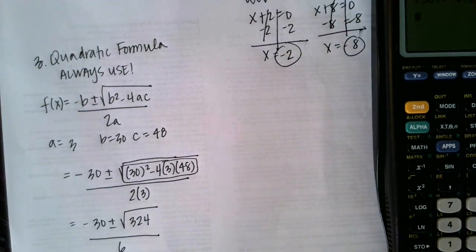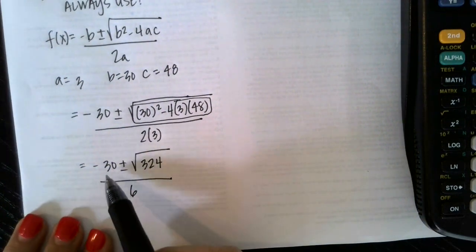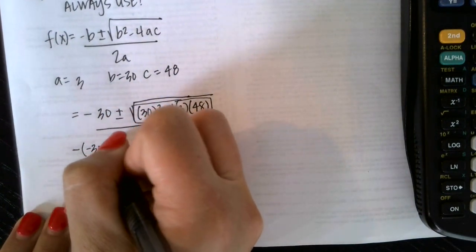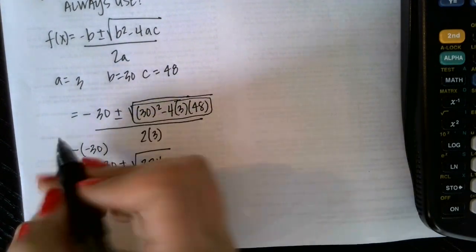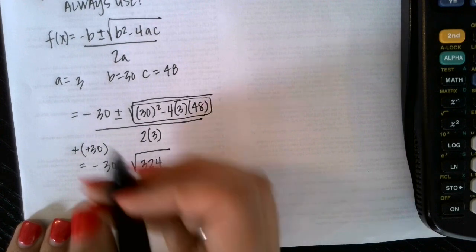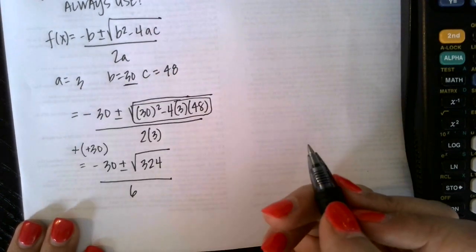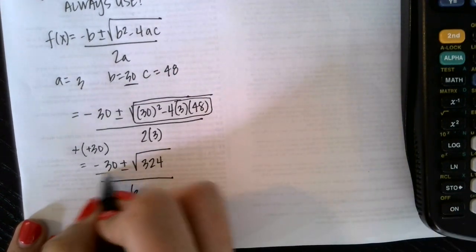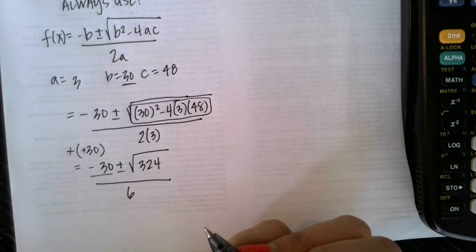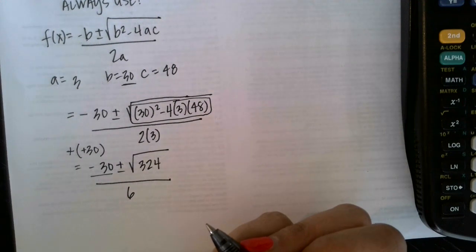Now, if I had substituted in a negative value for b, if my b was negative 30, you guys know that a negative times negative makes this a positive. But when you substitute in a positive b value into your equation, it now changes to a negative. I don't need to change that to a positive. That would have been if I'd substituted in a negative 30.